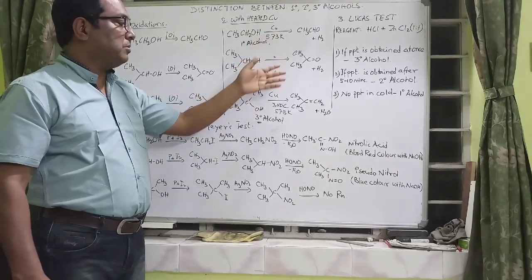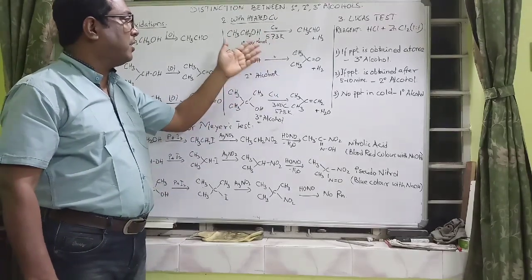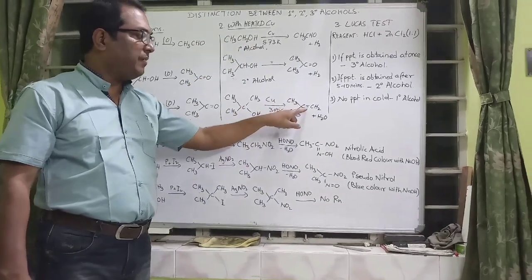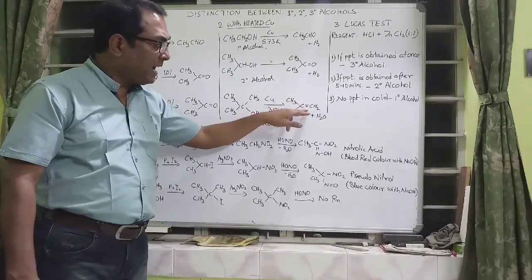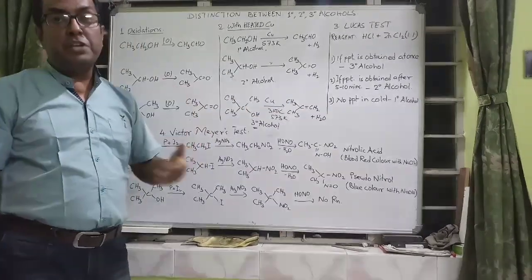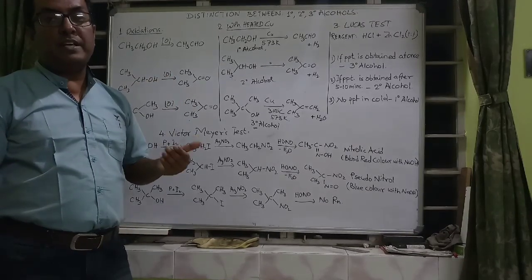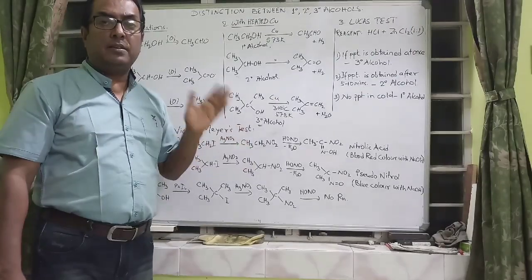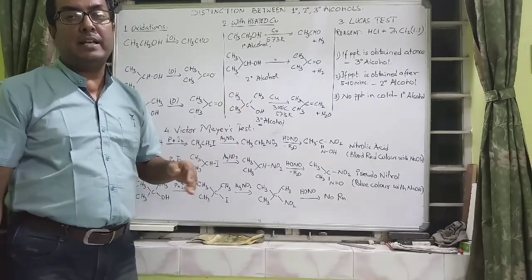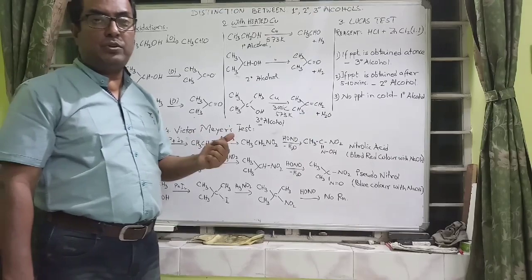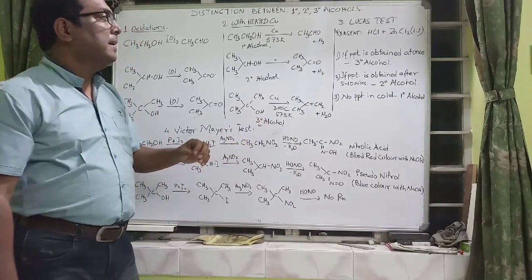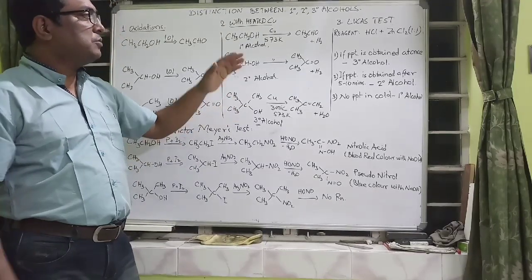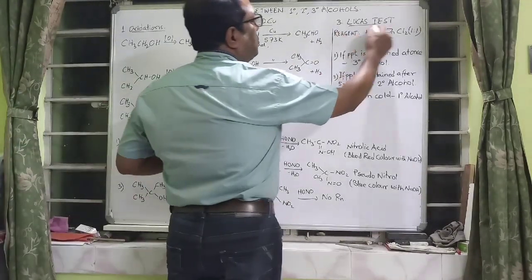But they are not going to show any test like this for the primary and the secondary alcohol. So 3 degree alcohol having an unsaturated part would be showing you a positive test with the bromine solution and KMnO4 solution. The red bromine color will turn colorless, and the pink color of KMnO4 also will turn colorless. This is how we distinguish between primary, secondary and tertiary alcohol. Now let us go for the third test. This is called Lucas test.